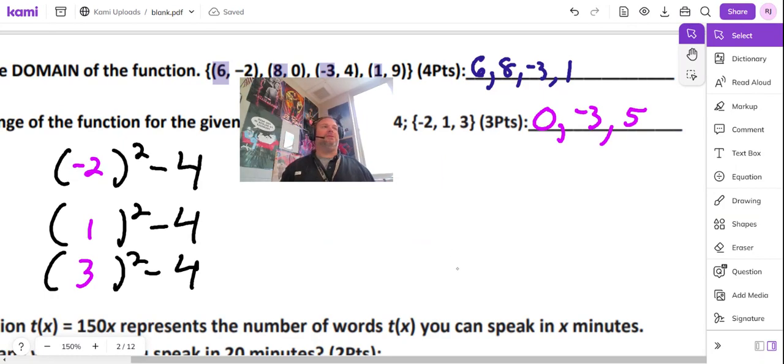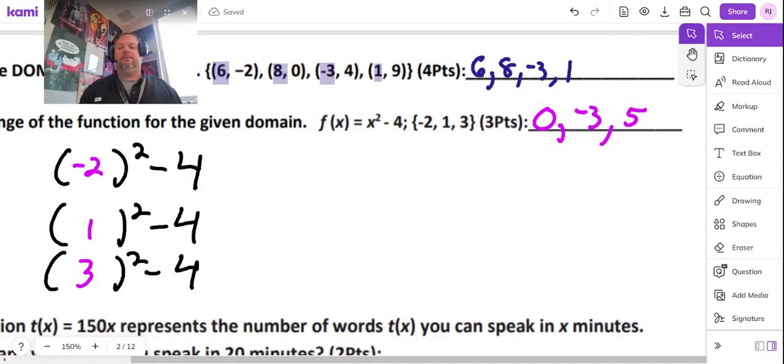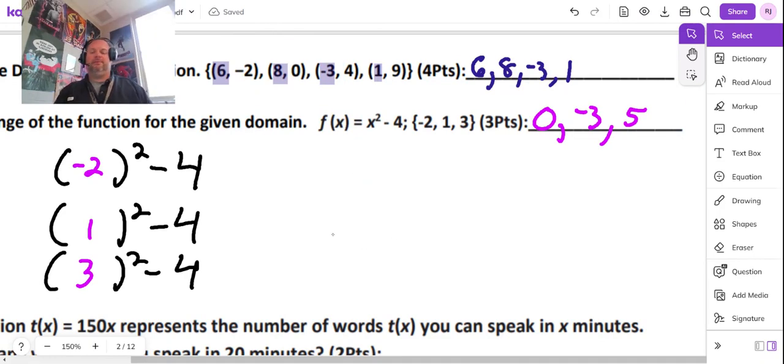Man, if only shrinking myself in real life was as easy as shrinking this box. That would be awesome, wouldn't it? All right.